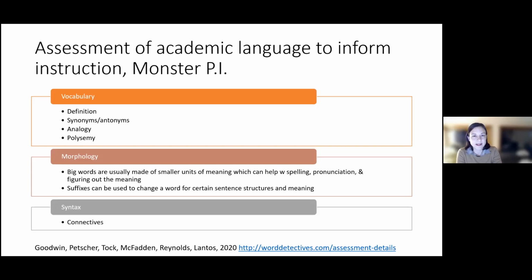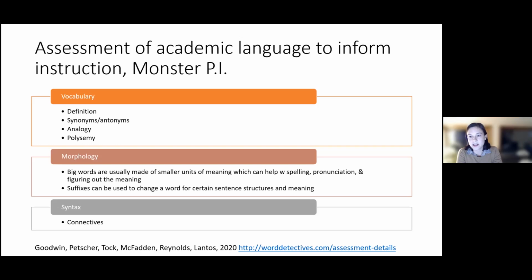But recently there's been some exciting development in creating assessments that look more closely at things that might be more generative in terms of instruction, more helpful for instruction. So I'm going to briefly show you one assessment of this. I've actually written a couple of assessments of vocabulary, morphology, and syntax. On this one that I'm showing you, this is the Monster PI.